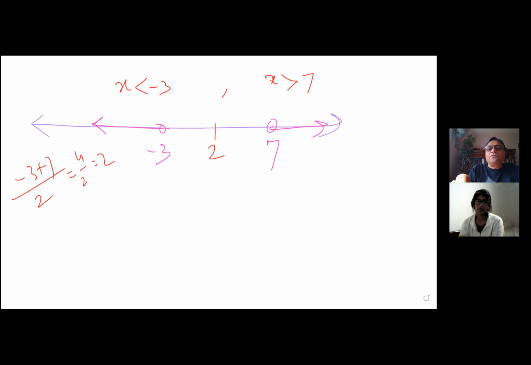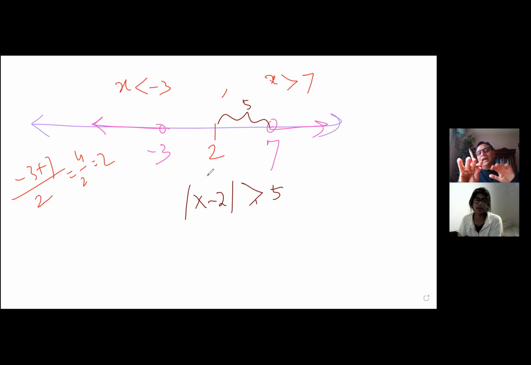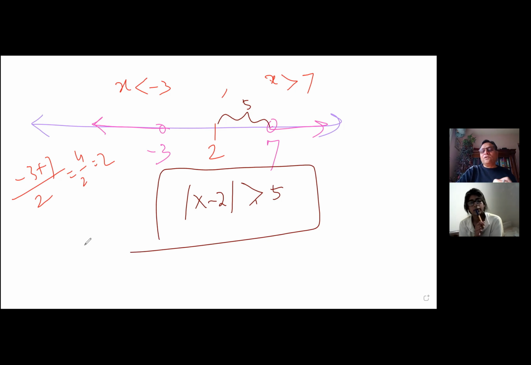So how far? When you draw the thing, the distance between them is 5 units. So you'll do inequality of x minus 5. No, sorry, x minus 2, greater than 5. You're moving away from that value, correct? So absolute value of x minus 2 greater than 5 will now be the absolute function inequality representing the solution on a number line. Is that clear to you?